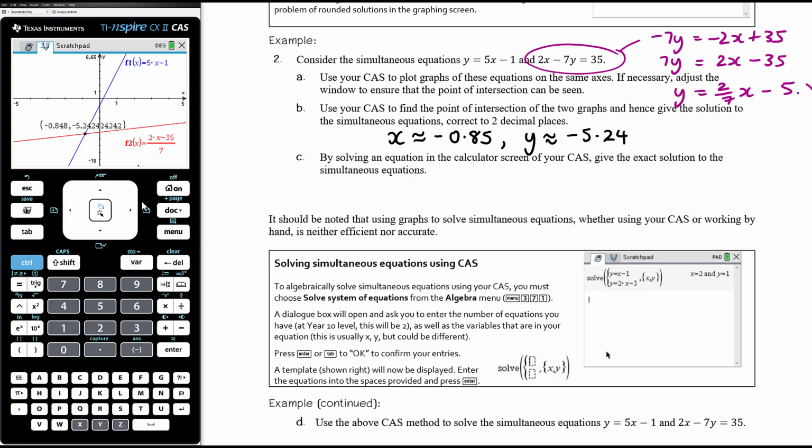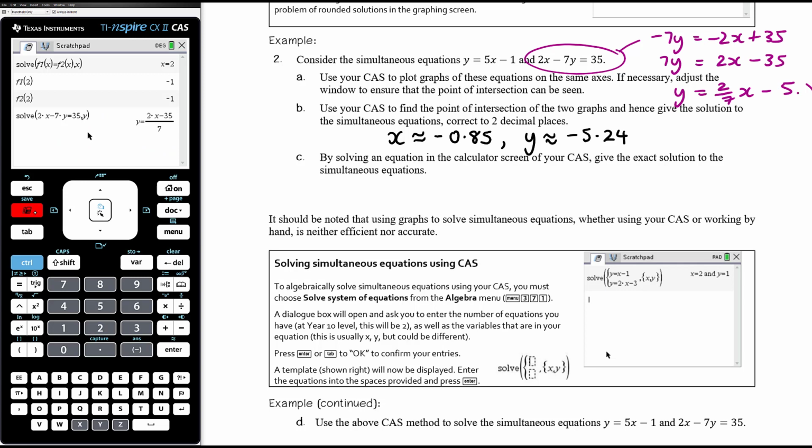So the answer correct to 2 decimal places is that, but it's a rounded answer, it's not exact. Okay, so the calculator screen is limited in that regard. So part C says, by solving an equation in the calculator screen, give the exact solution to the simultaneous equations. So I know I want to look at when function 1 is equal to function 2. That's going to be when they cross.